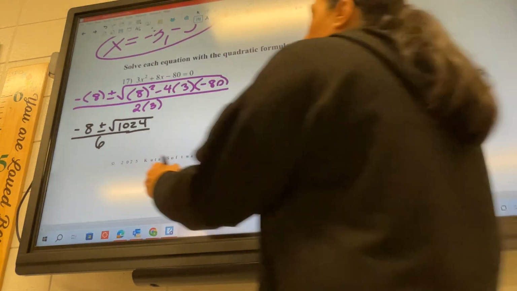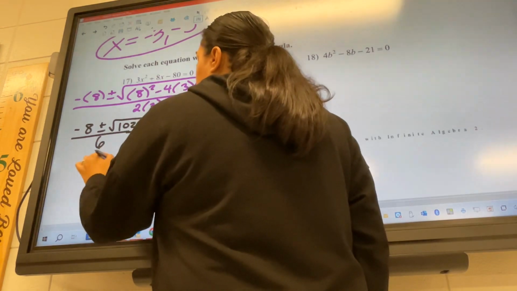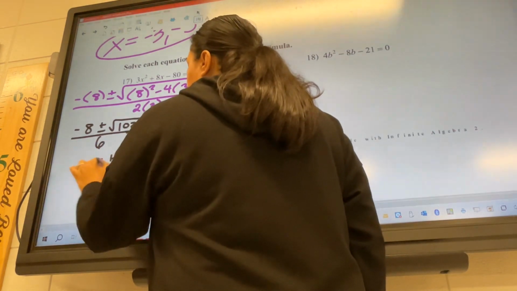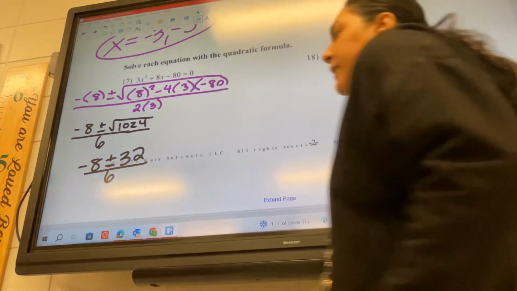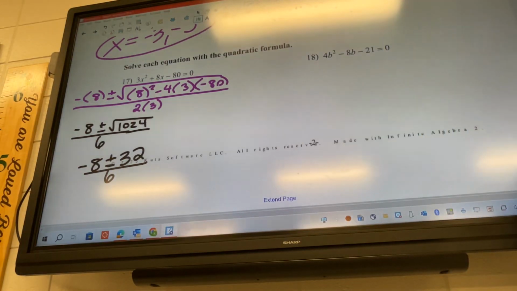Okay, so type in the square root of 1024. 32. So we're going to get negative 8 plus or minus 32 over 6. What do we do with that plus minus? Add or subtract. That means add and subtract, so you're going to type it twice on your calculator.